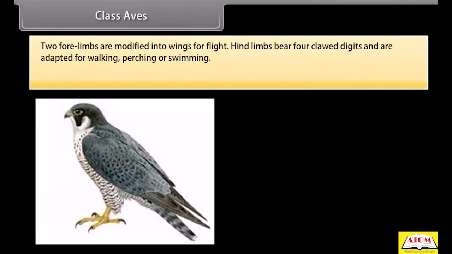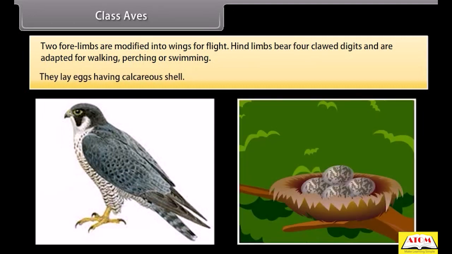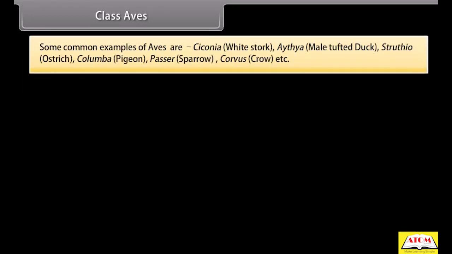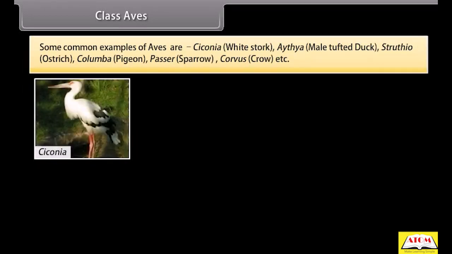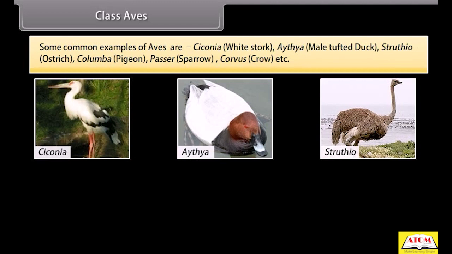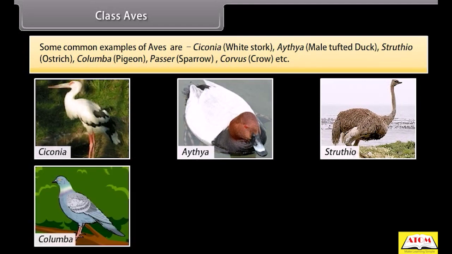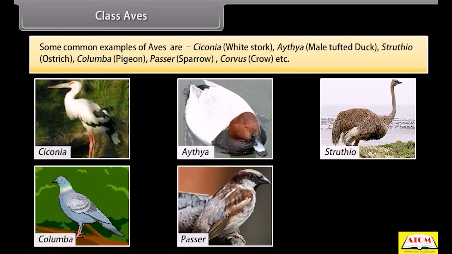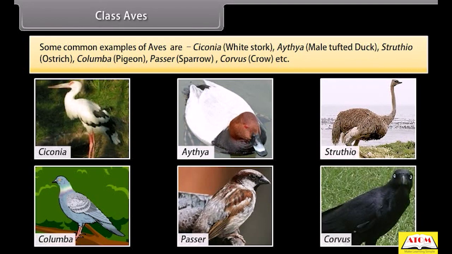Two forelimbs are modified into wings for flight. Hind limbs bear four clawed digits and are adapted for walking, perching, or swimming. They lay eggs having a calcareous shell. Some common examples of aves are Ciconia, white stork, Aythya, male tufted duck, Struthio, ostrich, Columba, pigeon, Passer, sparrow, Corvus, crow, etc.